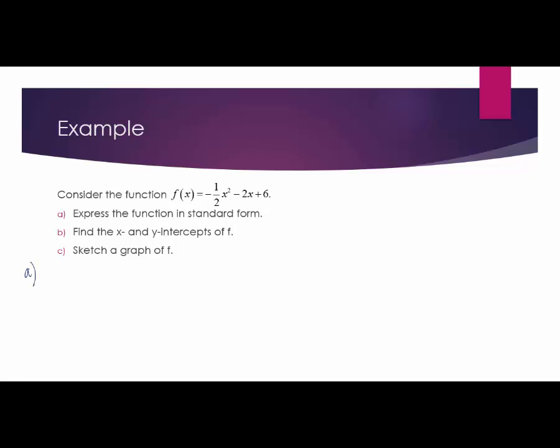First, let's express it in standard form. So that's f of x equals a times x minus h squared plus k. I could complete the square, but what we just saw was that it's a little bit faster if we use our vertex formula to find h and k. So negative b over 2a in this case is the opposite of negative 2 over 2 times negative 1/2. That's going to be 2 over negative 1 or negative 2.